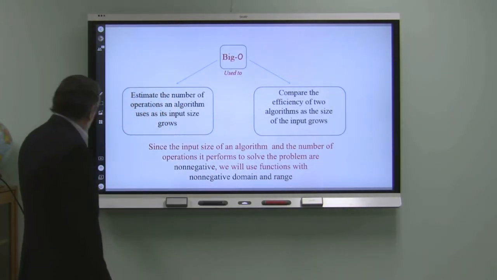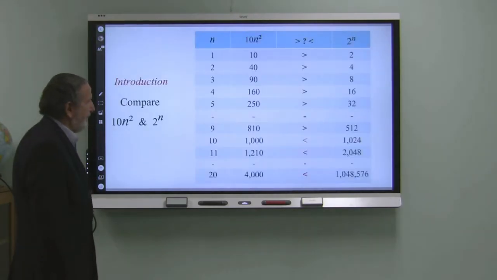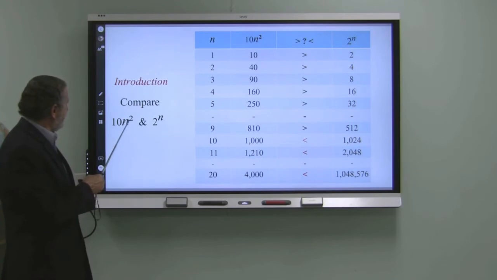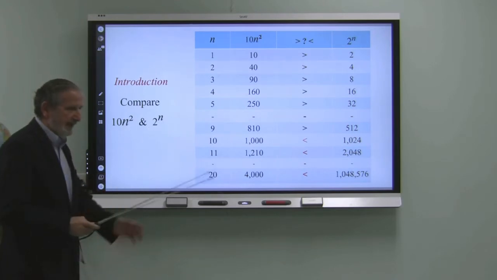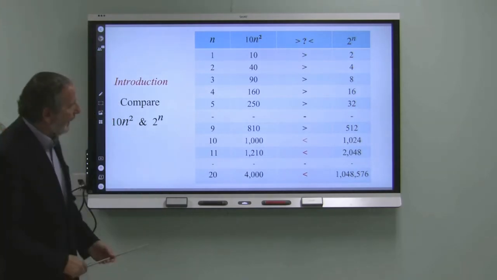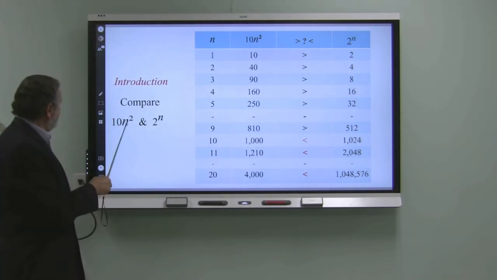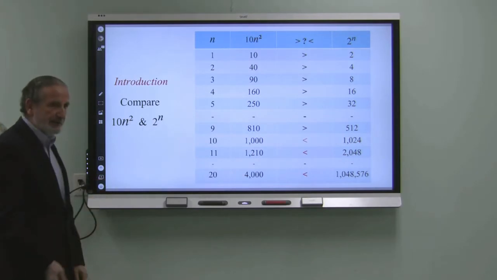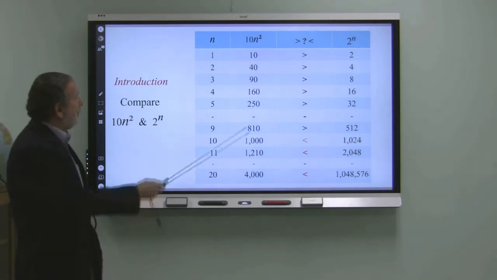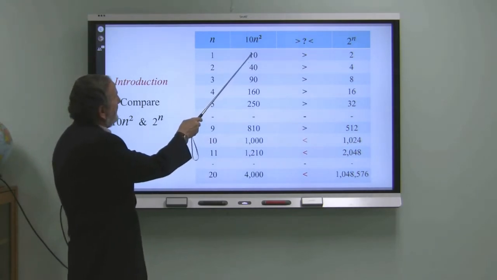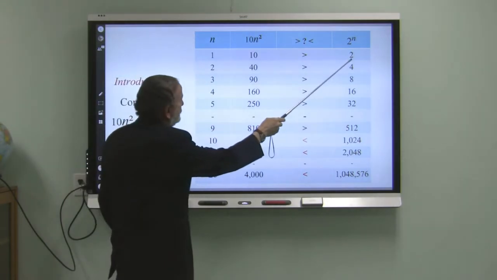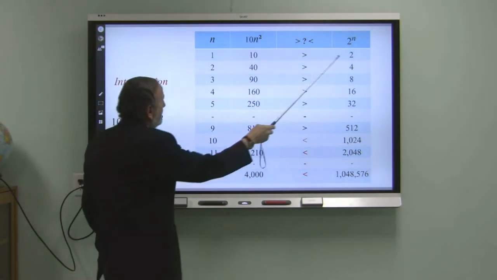First, I'm going to start with this simple example. I am comparing 10n squared with 2 to the power n. So I have two algorithms. They solve the same problem. One costs 10n squared operations. The other costs 2 to the power n operations. So let's make a table. For n is 1, that's 10, that's 2. The cost here is higher than here.